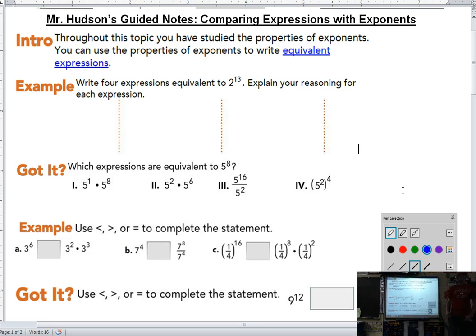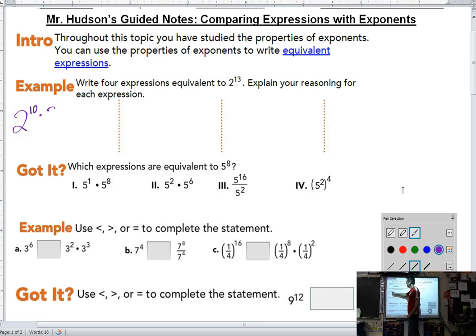An easy way that I could make one. Ellie, what could I do with 2 to the 10th to end up with 2 to the 13th? You could add 2 to the 3rd. So do I write plus 2 to the 3rd? No, you multiply. So to add the exponents, I have to multiply the values.